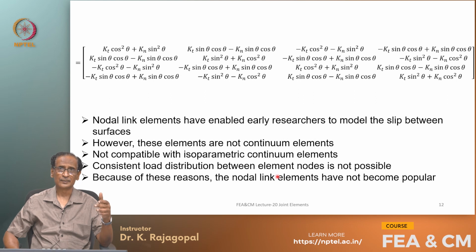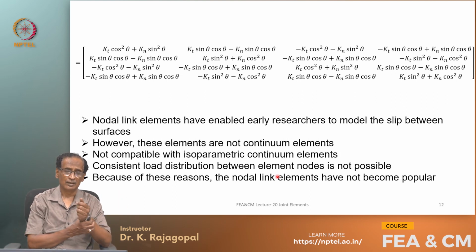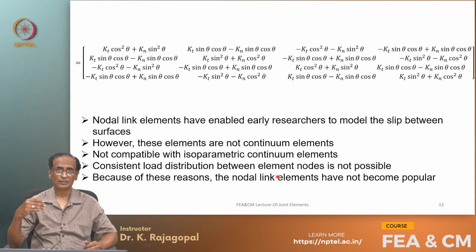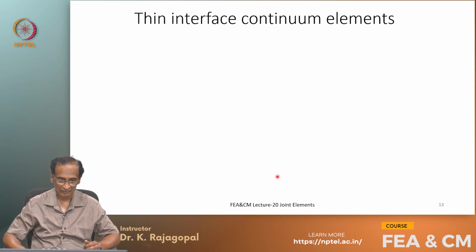So, these nodal link elements have not really become popular because of these reasons. Originally in the 1960s, the continuum element that was used was only the 3-node triangle, in which all the nodes have equal weightage. But later we started using 6-node triangles, 8-node quadrilaterals, 9-node quadrilaterals, and so on, where the stiffness contribution at different nodes is different. That comes from the shape of the element.